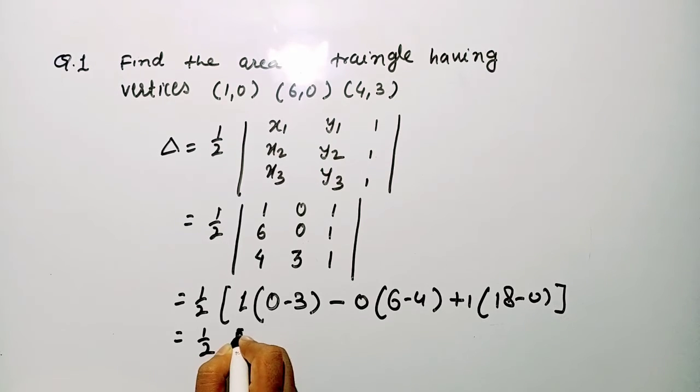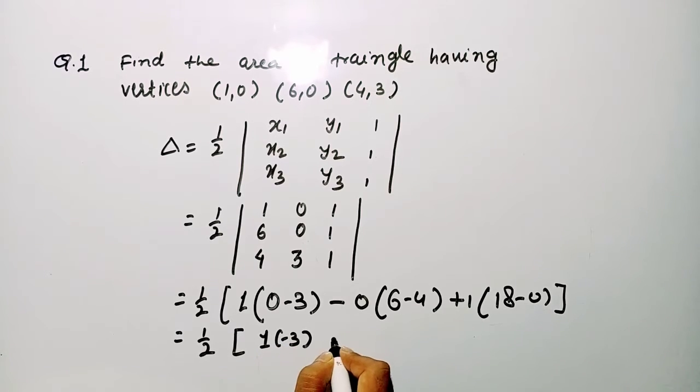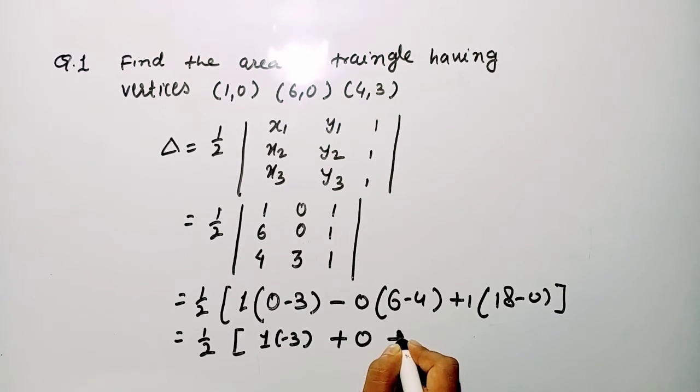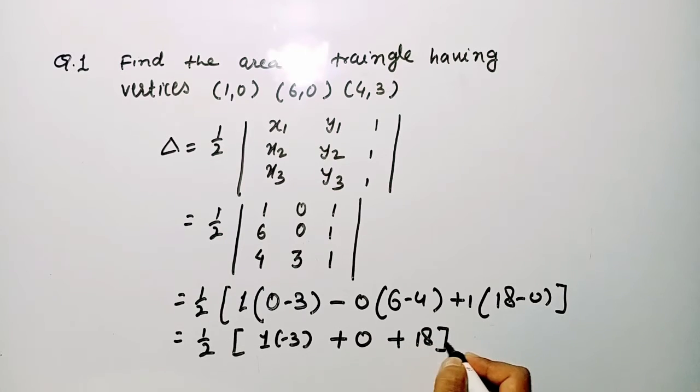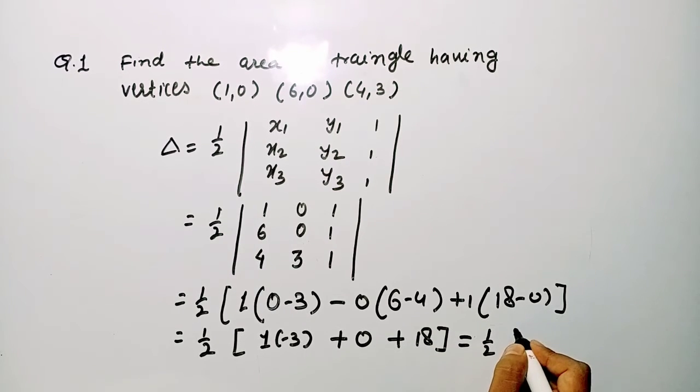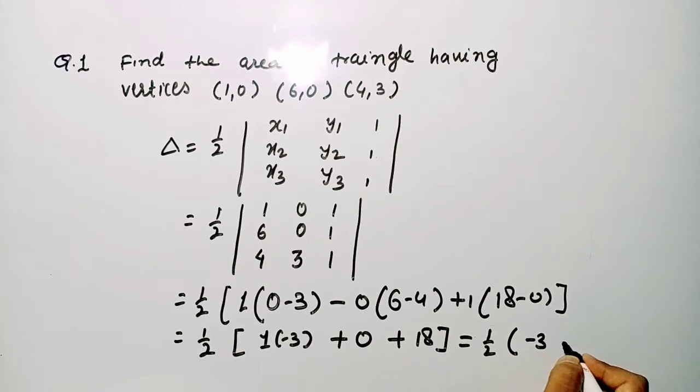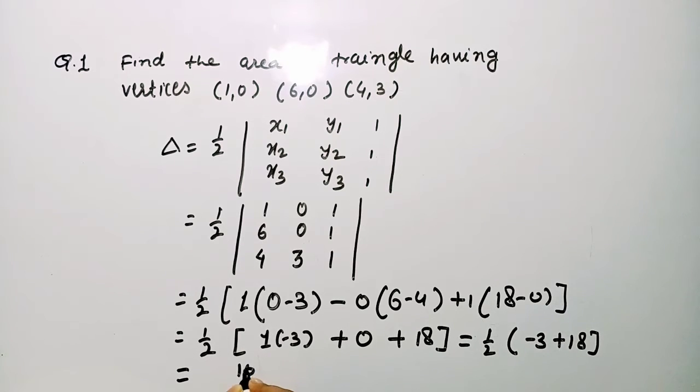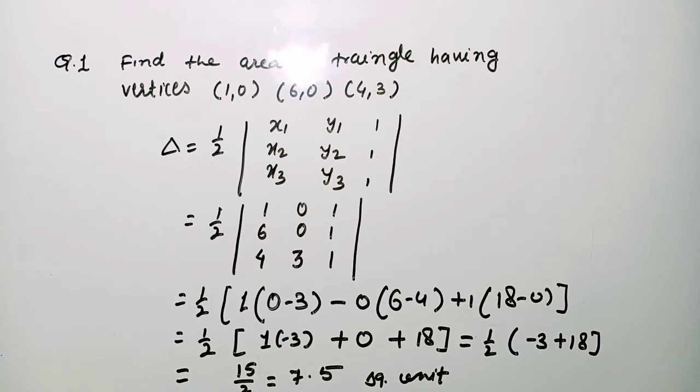So 1 by 2, by simplifying these things, we are getting 1 into minus 3, here will be 0, right? And here will be 18, right? So what we are getting, 1 by 2 into minus 3 plus 18, so 15 by 2. 15 divided by 2, the area of this triangle will be 7.5. Okay students, in this way you can find out the area of a triangle if 3 vertices are given, right?